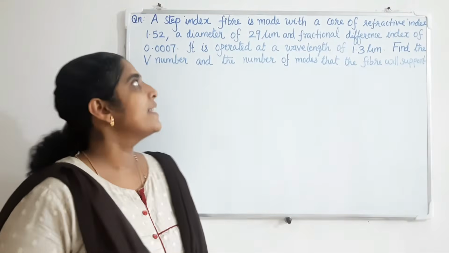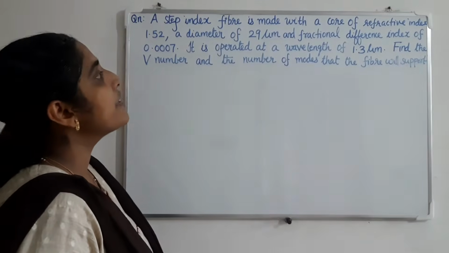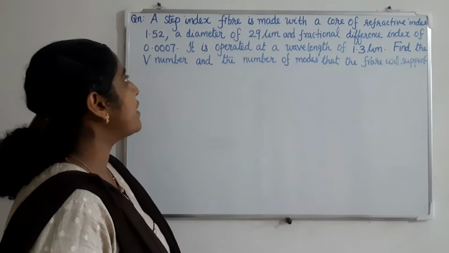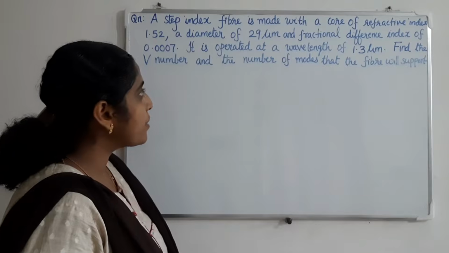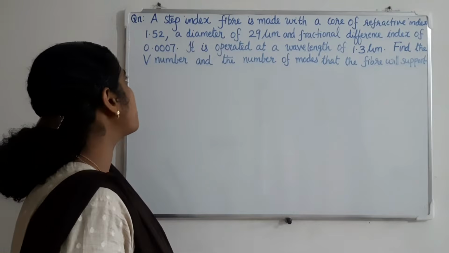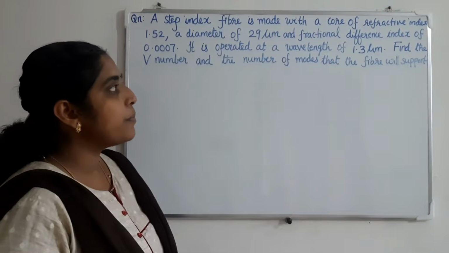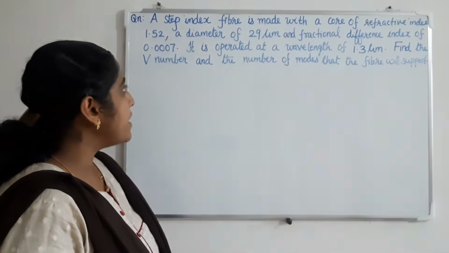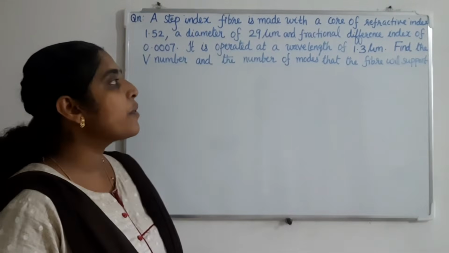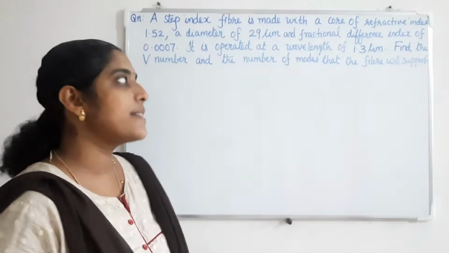See the next question. A step index fiber is made with a core of refractive index 1.52, a diameter of 29 micrometer and fractional difference index of 0.0007. It is operated at a wavelength of 1.3 micrometer. Find the V number and the number of modes that the fiber will support.